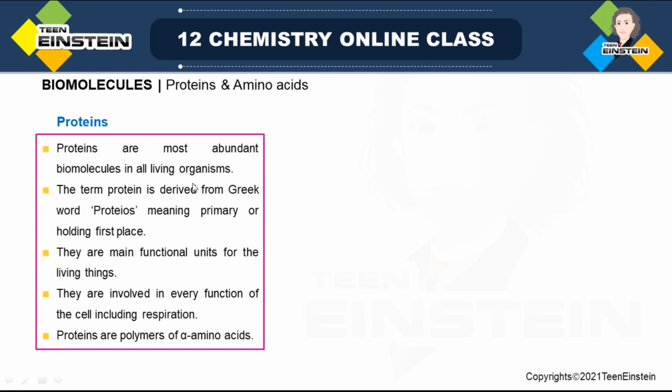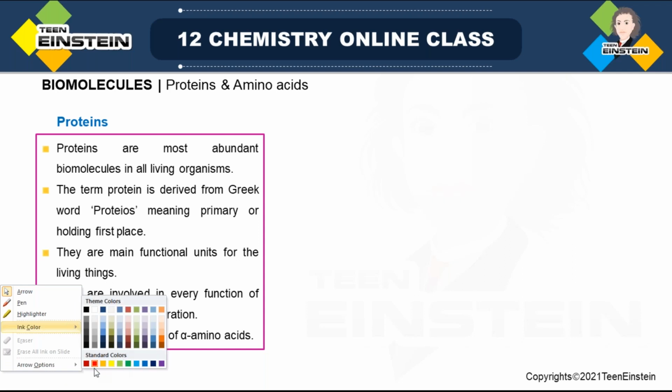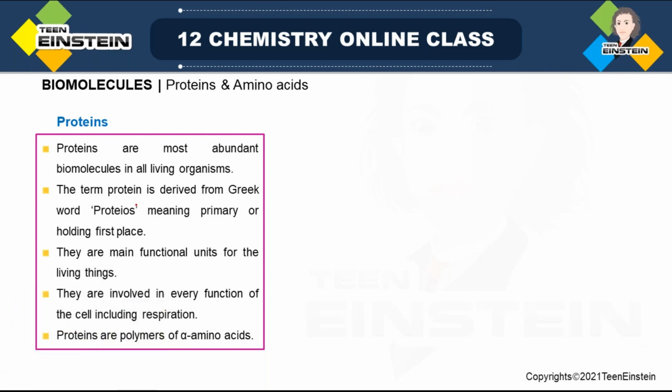So what is protein, which is the actual biomolecule, and amino acid, it is the basic unit of protein. So proteins are the most abundant biomolecule if we consider all living organisms. So the term protein, how is it derived? It is derived from the Greek word proteios. This means primary or holding first place. They are the main functional unit for living things. Now, what is their importance? Why are we discussing it? Because they are involved in every function of the cell, including, for example, respiration.